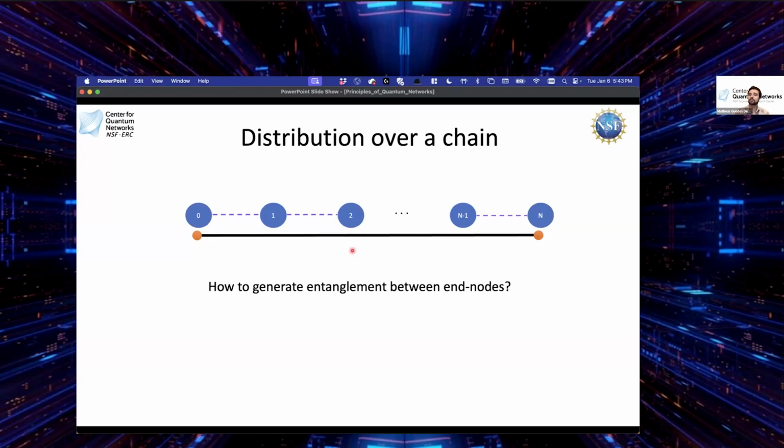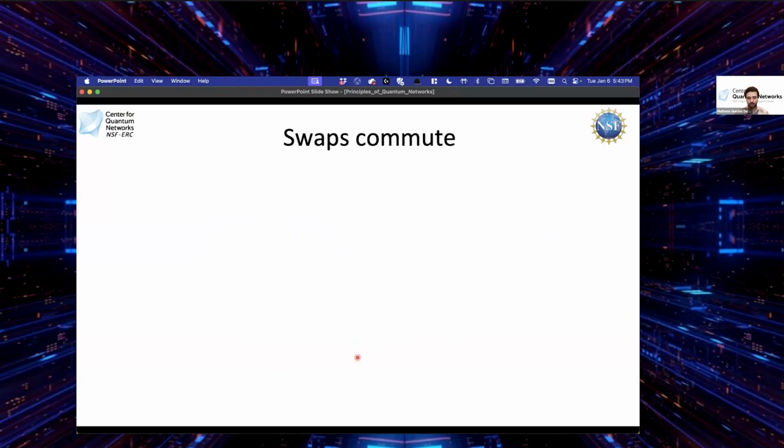We're going to break this question into two pieces. The first is when we do link level entanglement generation, and the second is when we perform entanglement swapping. We need to address both of these to fully answer the question of how you generate end-to-end entanglement over a two-way quantum repeater chain. And there is a very important fundamental behind this: the swap operations that we saw before commute with each other in the following sense.